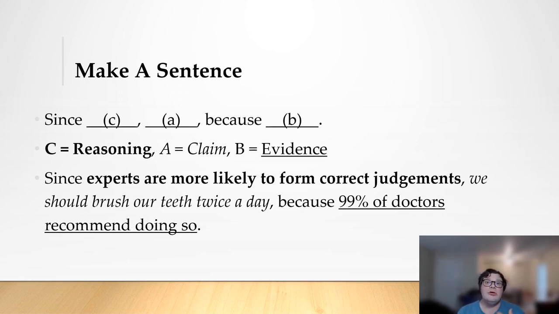And this can help you craft perhaps more persuasive arguments as you're trying to develop them. And so in this case, there's a basic formula. Since C, the reasoning process, A, because B. And so here's an example of what we just looked at. Since experts are more likely to form correct judgments, we should brush our teeth twice a day because 99% of doctors recommend doing so. And so, you're making sure each part of the Toulmin model is in your sentence so you can develop and show each part to your audience.